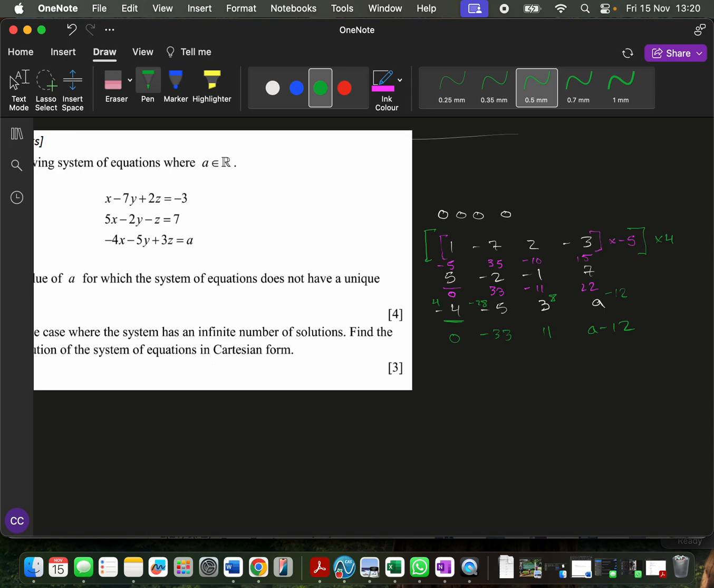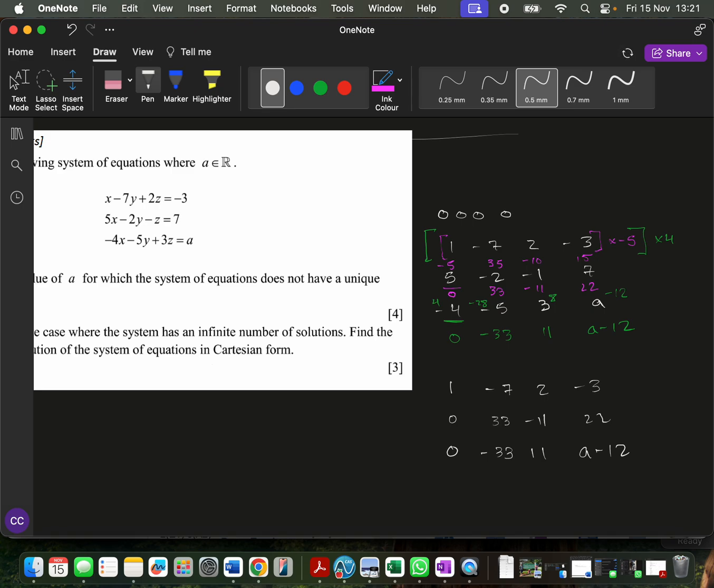Okay, so I'm going to rewrite my system just so I have everything written out. So 1, -7, 2, -3; 0, 33, -11, and 22; and I've got 0, -33, 11, and A - 12.